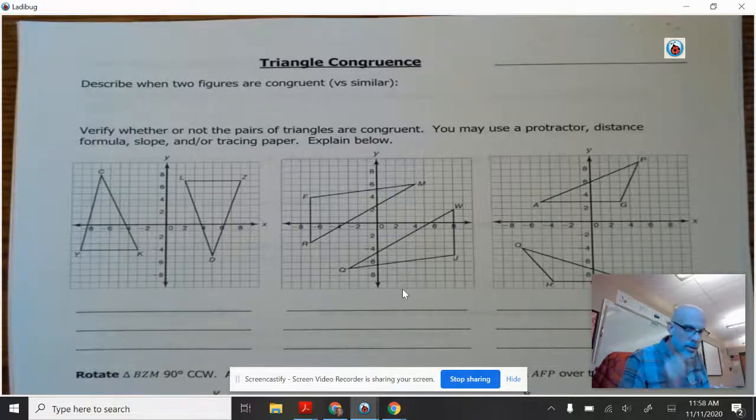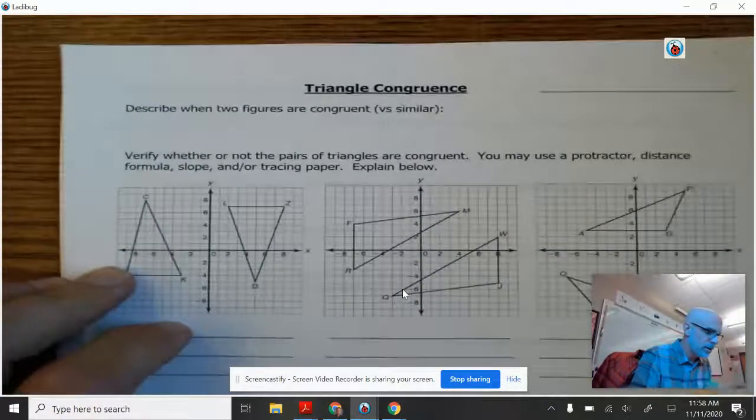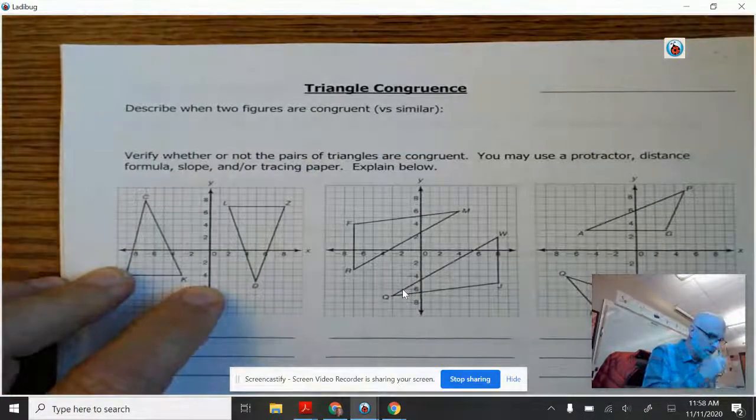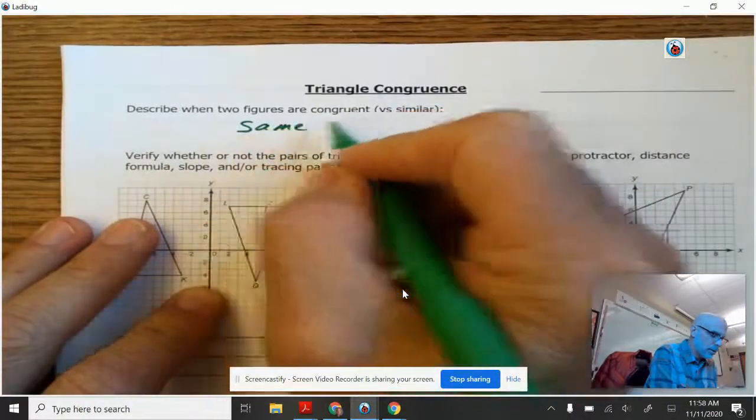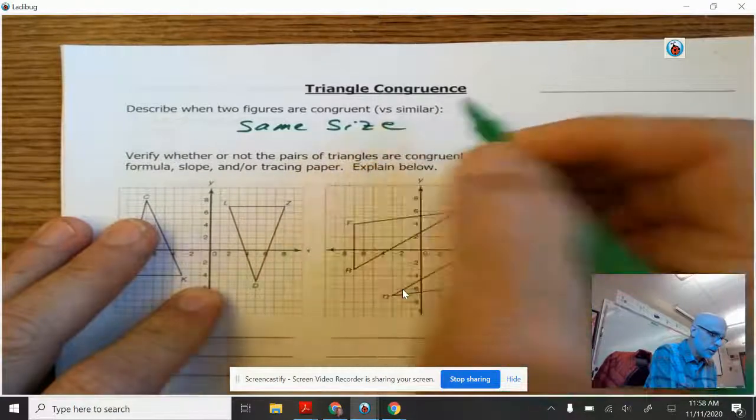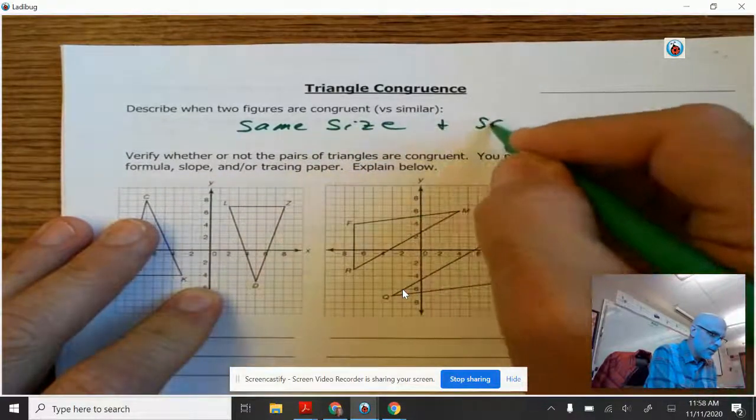Okay, guys, we're going to start a new unit right here, triangle congruence. And we're going to start out by just talking about and reminding you what congruence is in the first place. We have probably said this in class before, just defining congruence versus similar. Remember, congruence is same size and same shape.